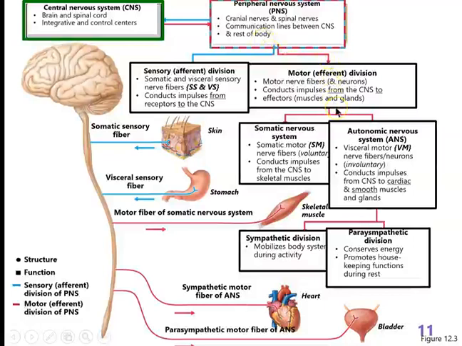Now, these are new things that I haven't showed you yet. The motor division has two parts. It has the somatic nervous system and the autonomic nervous system. And let's see, let me break this down. We're further going to divide the autonomic nervous system into sympathetic and parasympathetic.